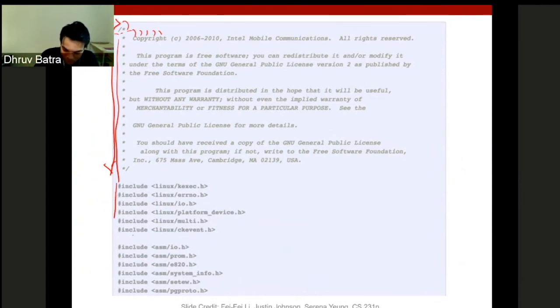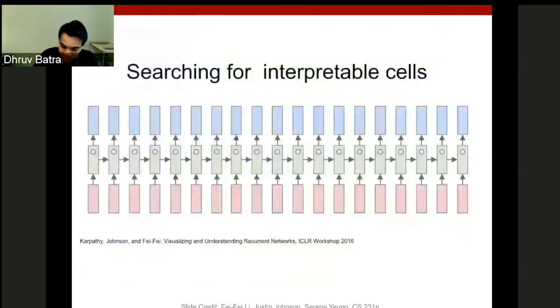Then there's a bunch of includes that come and so on. So this is a fun set of experiments. I encourage you to take a look at this particular paper to read these experiments. This is a very, very fun set of experiments.